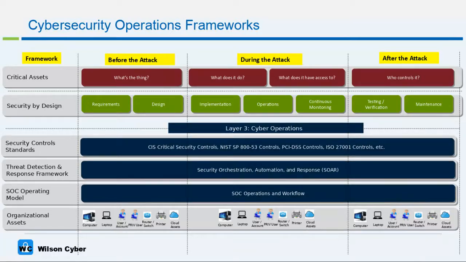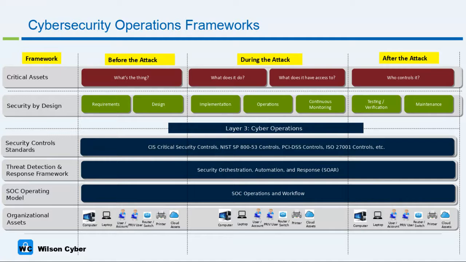And so the security control standards that map to the operations program include multiple best practices, including the CIS critical security controls, NIST 800-53 controls, PCI DSS controls, and ISO 27000 controls. And in this lecture, we'll be focusing on the CIS critical security controls. The threat detection and response framework focuses on security orchestration, automation, and response, or SOAR. And for the SOC operating model, we look at the SOC operations and workflows.